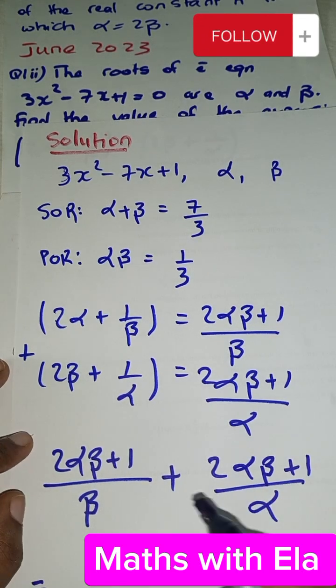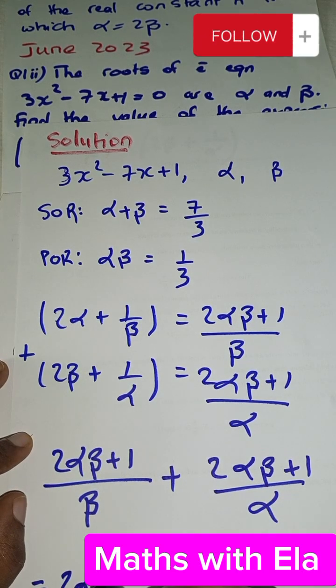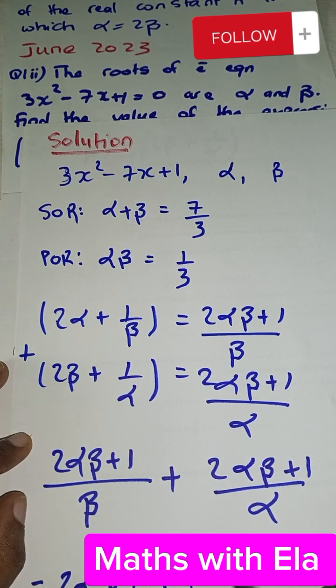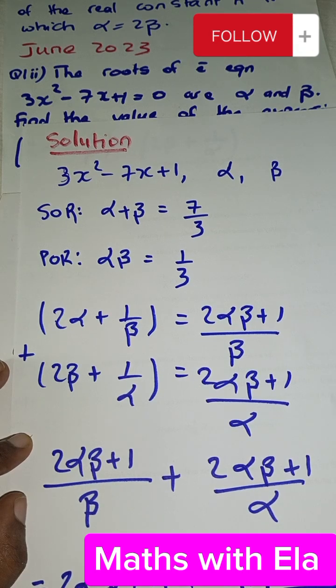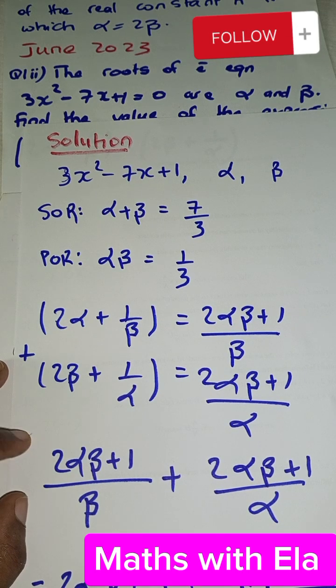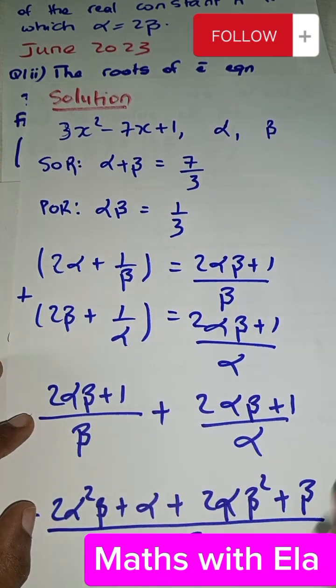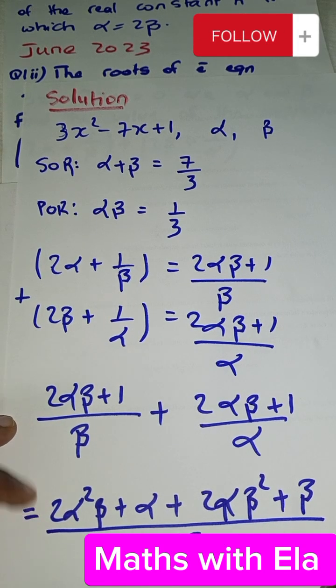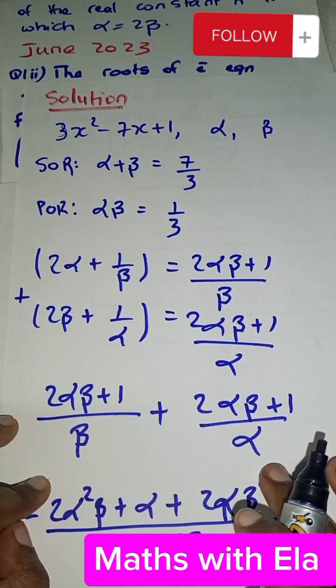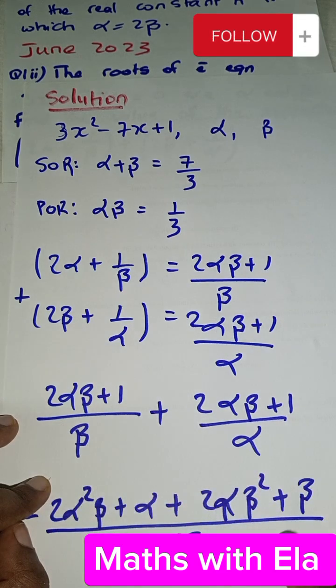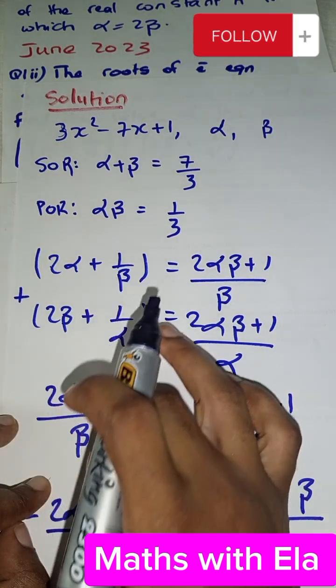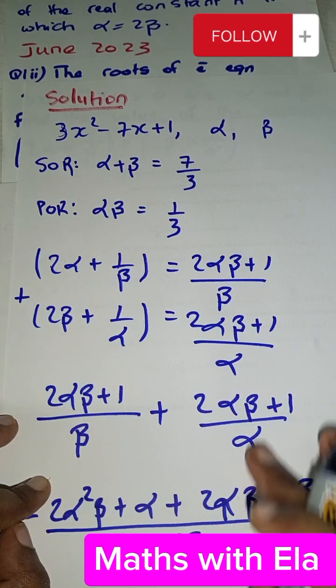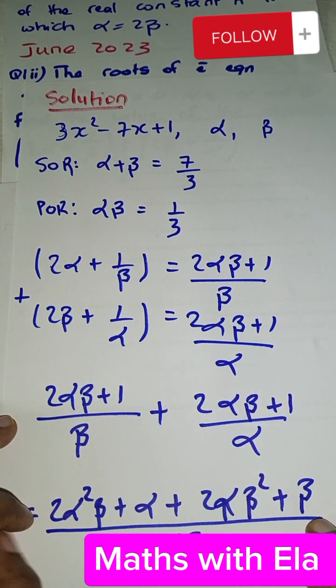Putting this into a single fraction, we are going to have 2 alpha squared beta plus alpha plus 2 alpha beta squared plus beta, all of this on alpha beta. From this step to this step, I've simply looked for the LCM, and then you do the way we normally do it. You divide and then you multiply by numerator, plus you divide and then you multiply by numerator, and then you're going to obtain this.